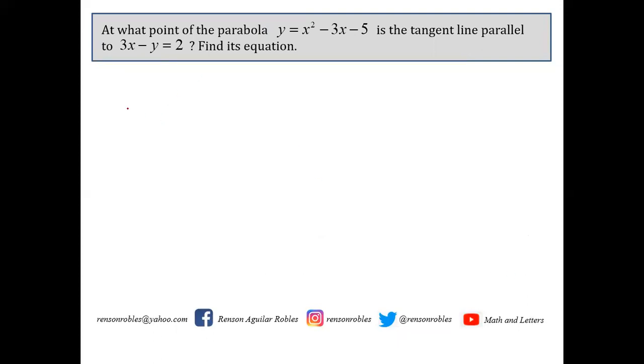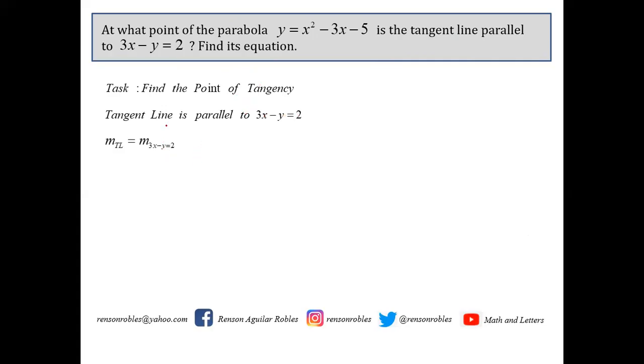Okay, another one. At what point of the parabola y equals x squared minus 3x minus 5 is the tangent line parallel to 3x minus y equals 2, and we wish to find its equation. So our task is to find the point of tangency. So we can recall that this tangent line is parallel to the line 3x minus y equals 2. This means that the slope of the tangent line is equal to the slope of the line 3x minus y equals 2, because when two lines are parallel, then their slopes are equal.